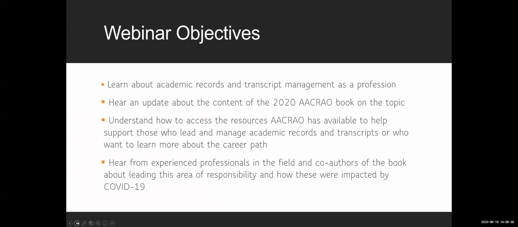And also again, to hear from Nora and Sue about their areas of responsibility, how that has moved through their career, and how COVID-19 in response to that has brought some changes to what they lead at their institutions.